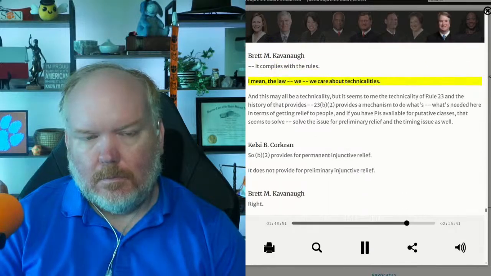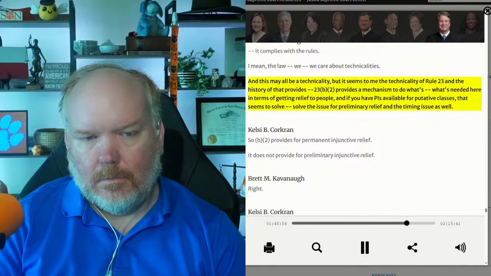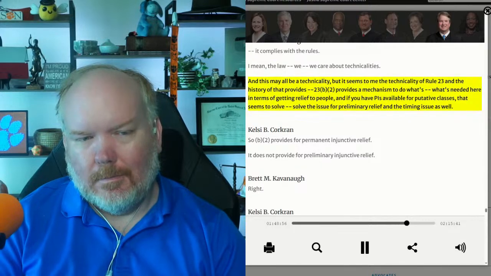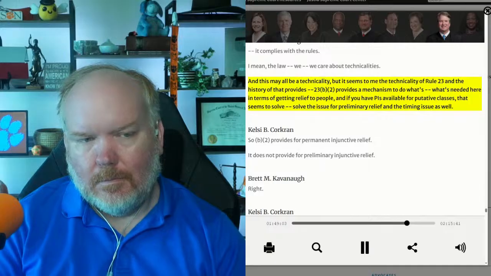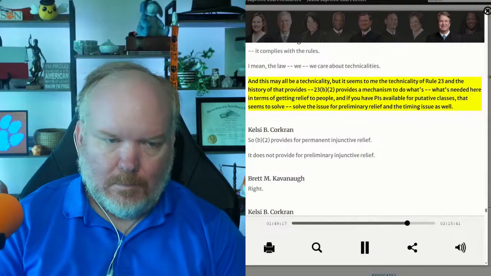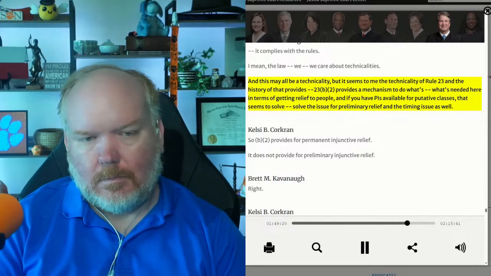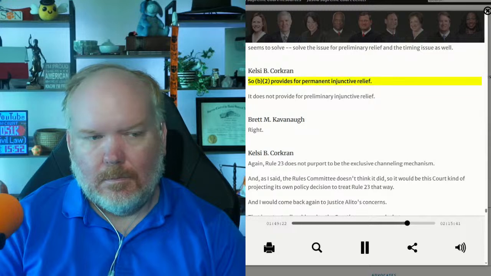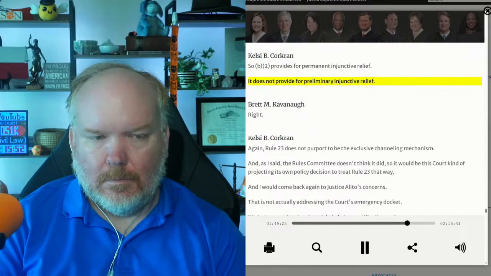I mean, the law, we care about technicalities, and this may all be a technicality, but it seems to me the technicality of Rule 23 and the history of that provides, 23(b)(2) provides a mechanism to do what's needed here in terms of getting relief to people. And if you have PIs available for putative classes, that seems to solve the issue for preliminary relief and the timing issue as well. So (b)(2) provides for permanent injunctive relief. It does not provide for preliminary injunctive relief.